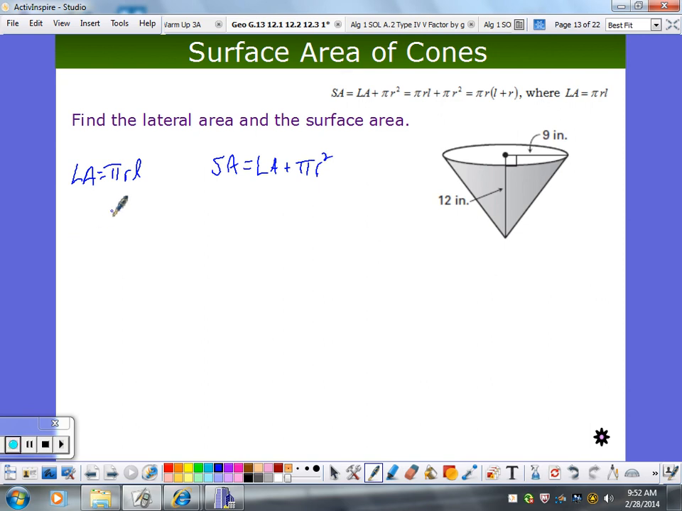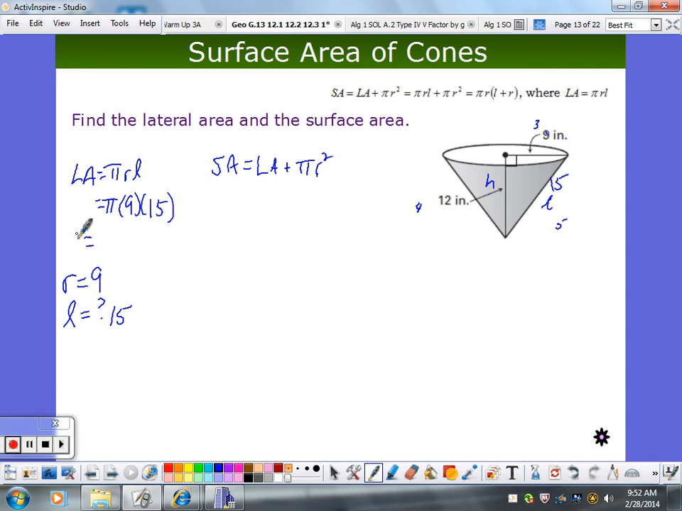So let's see. Do I know r? I do know r, it's 9. Do I know L? This is the height of the cone. What's L? L is this bit right here. We have to notice that we've got a right triangle here. So 9 and 12. If you remember your triples, if you divide by 3, this is a 3, 4, 5 triangle. Multiply that, 15, or just use the Pythagorean theorem, a squared plus b squared. So L is 15. So this is going to be pi times 9 times 15.